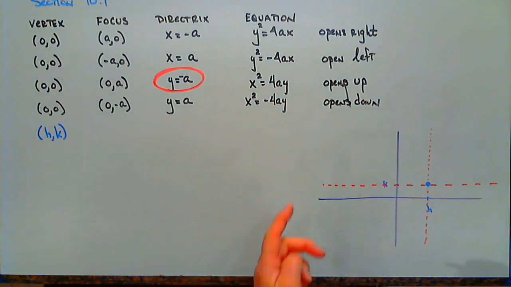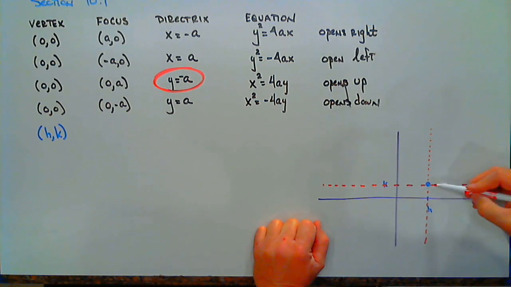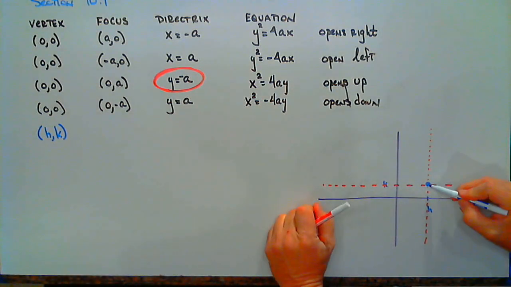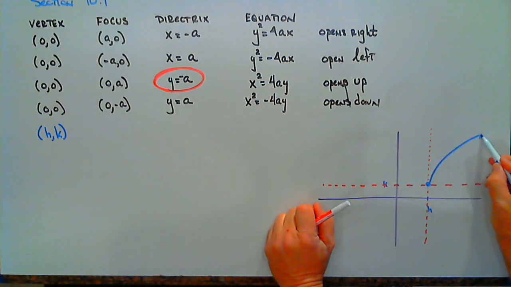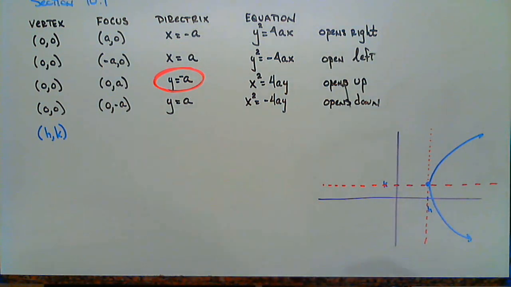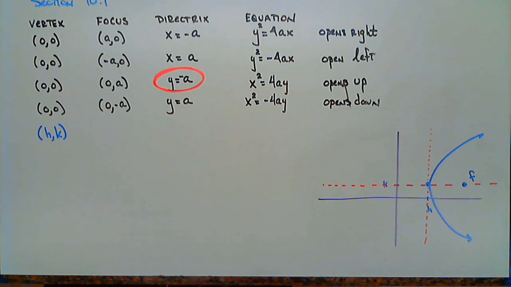And we can think to ourselves, okay, if it opens right, so now it opens right, let's draw it in blue. It opens right, so it goes like this. Okay, well, we all know where the focus is going to be, right? The focus is going to be right here. Now we have to write down those coordinates, right? That's what we have to do. We've got to write those coordinates down. What are the coordinates of that point?